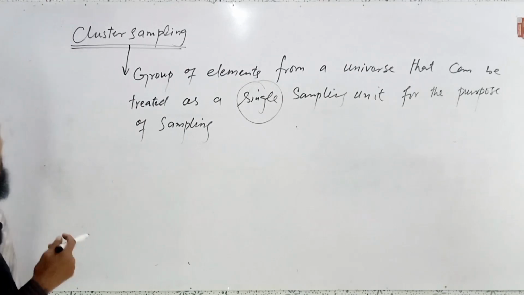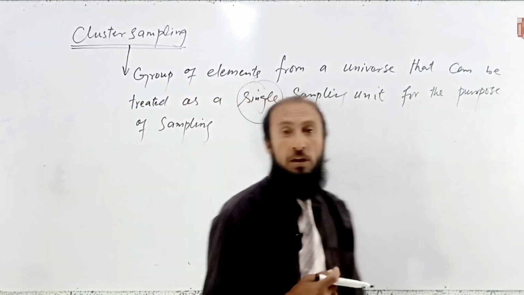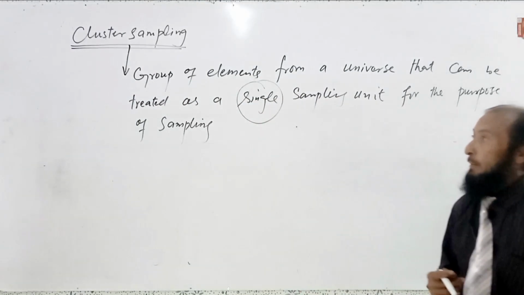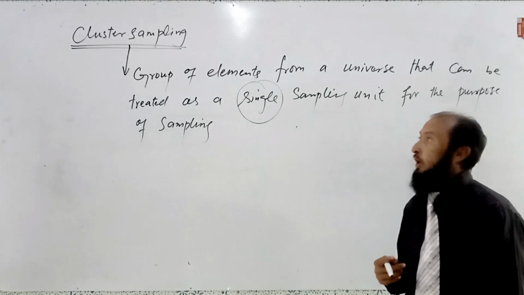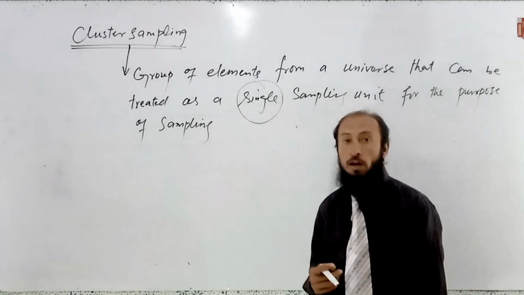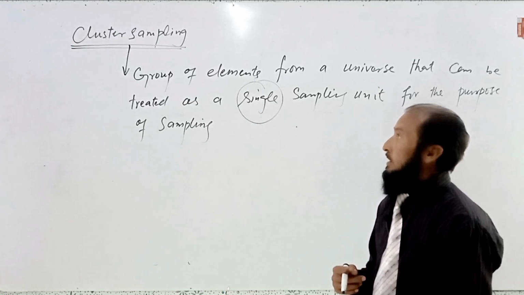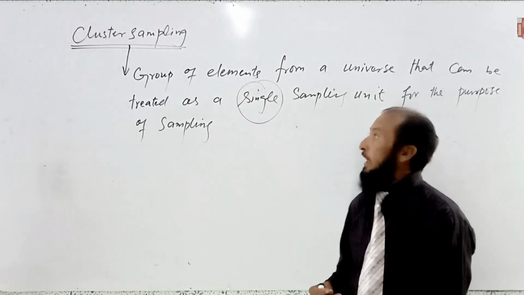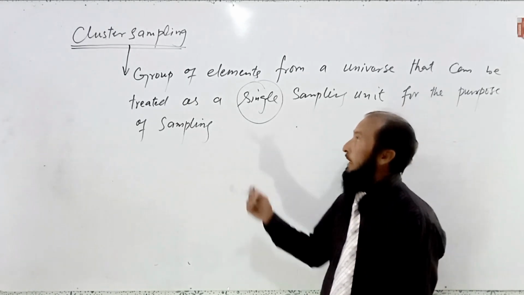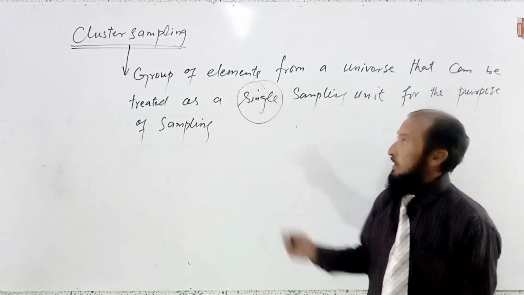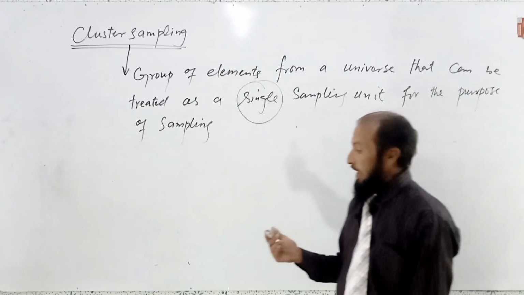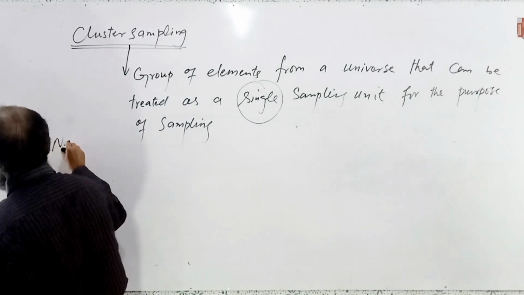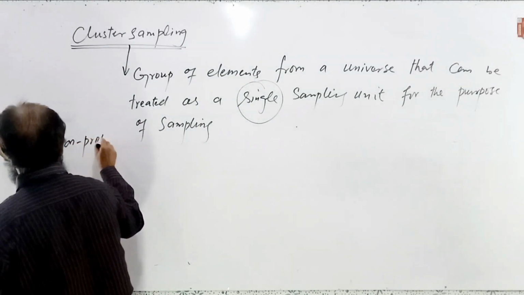We have already discussed two types of sampling. The first is probability sampling and the second is non-probability sampling. In the previous video we discussed probability sampling and its types: simple random sampling, systematic sampling, stratified random sampling and cluster sampling. And now we move on to non-probability sampling.